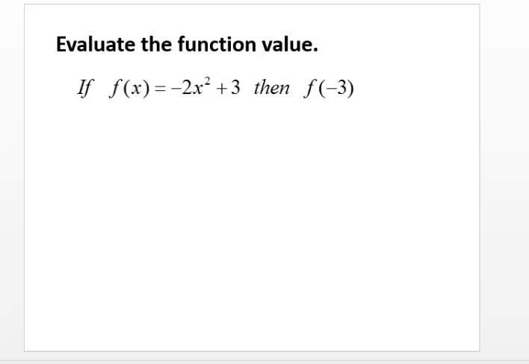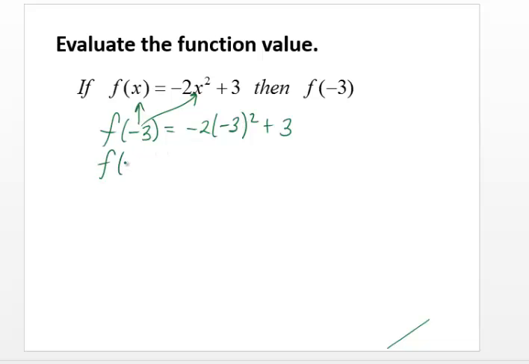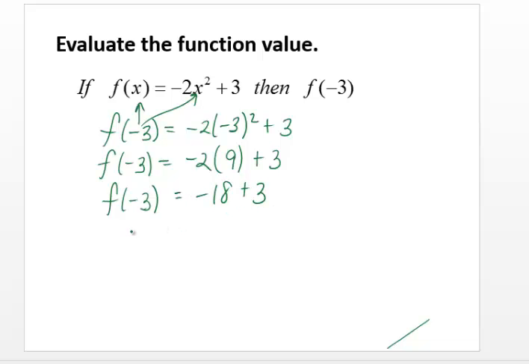In my next example, I am going to evaluate f of negative 3. So this time I'll be plugging negative 3 in for my x values. So as you can see, I'm replacing my x with negative 3 and copying everything else straight down. F of negative 3 is equal to negative 2 times, we're going to do negative 3 times negative 3, which is 9. Using order of operations, exponents come first. Then we'll multiply, which gives me negative 18 plus 3 for my final answer of negative 15.